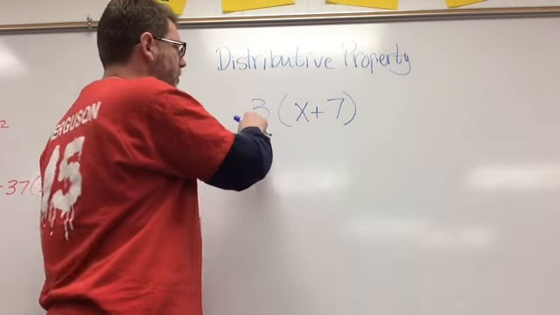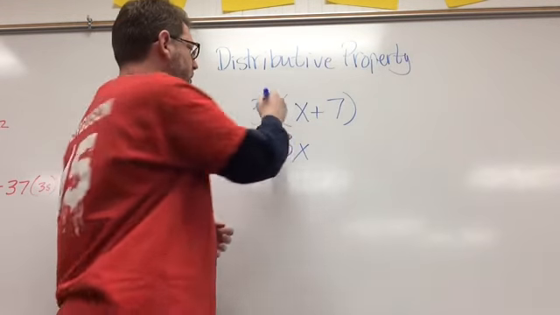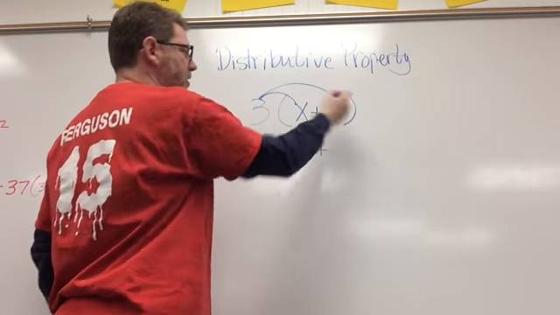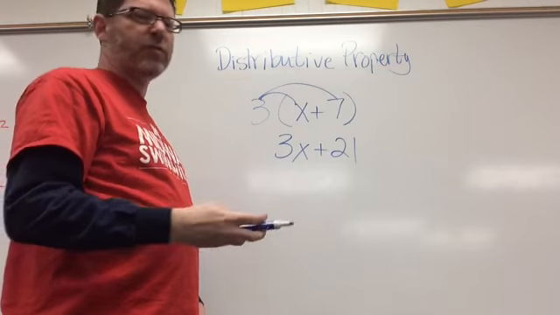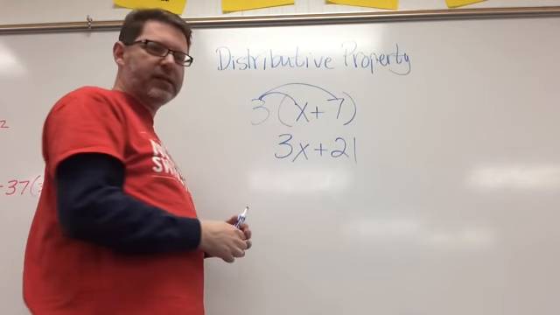What I'm going to do now is distribute the 3 to the x and to the 7, with multiplication. So I'm going to do 3 times x, which is just 3x, and then 3 times 7, which is 21. And since it's positive 21, I put a plus sign between them. Once again, I take that 3 and multiply it by everything inside the parentheses.